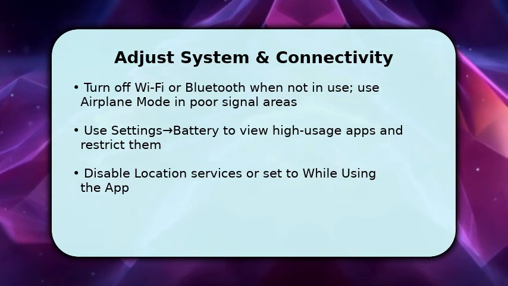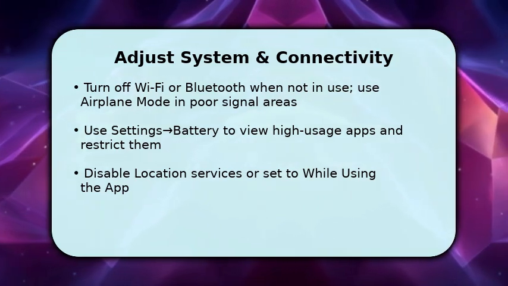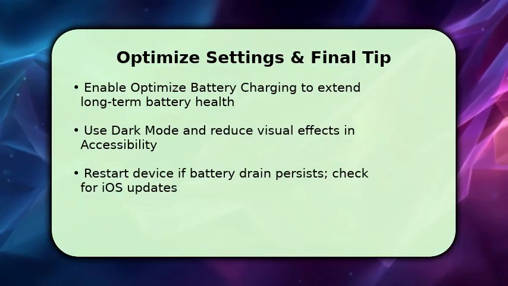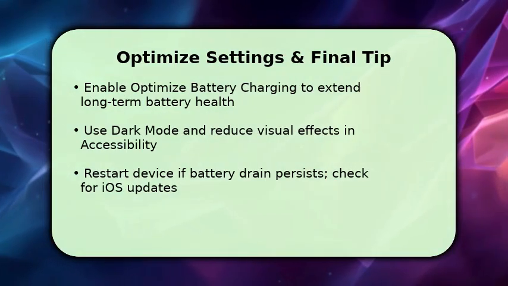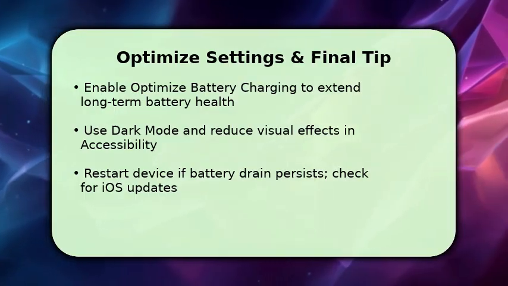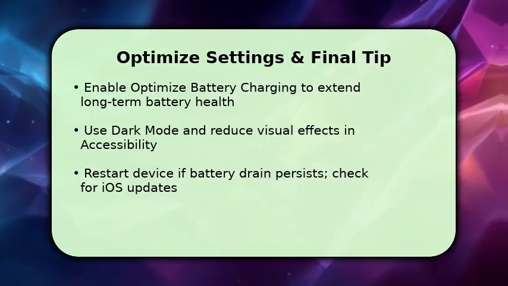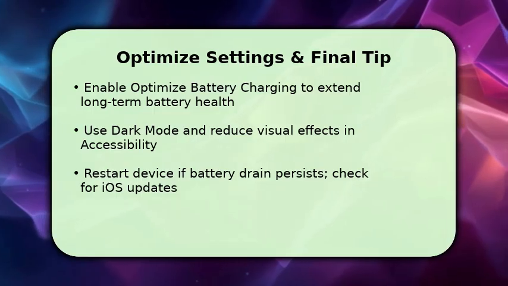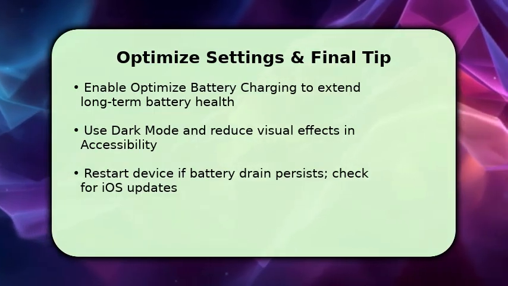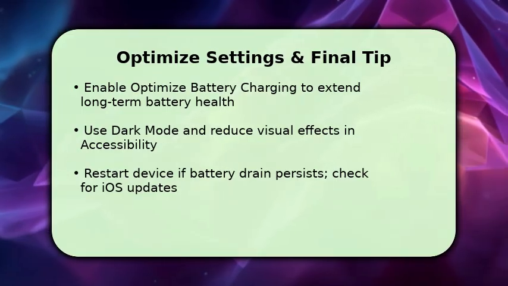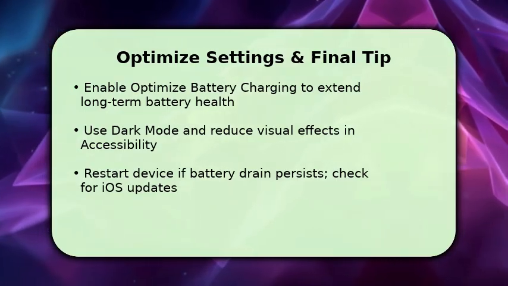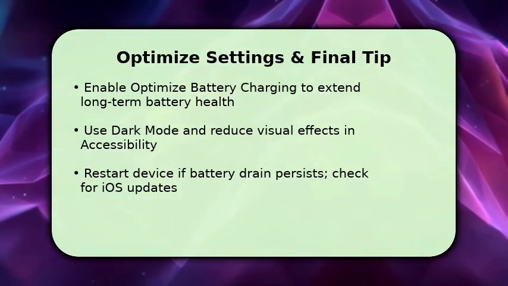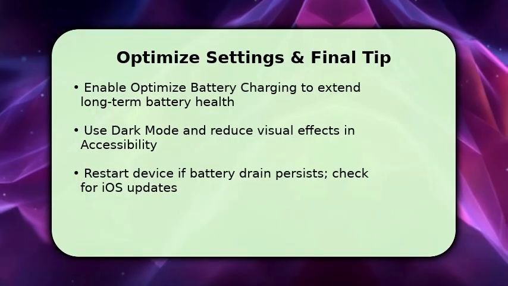Finish by optimizing long-term behavior and troubleshooting. Turn on Optimize battery charging to reduce battery aging by limiting full charge time. This helps battery life over months. Switch to dark mode and minimize motion and accessibility to cut display and animation load. Keep iOS updated because patches often fix battery bugs. If you still see unexplained drain, restart your iPhone to clear stalled processes and make sure to check Settings > Battery after a day.